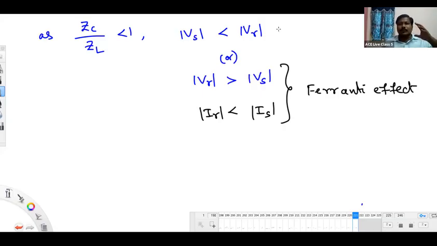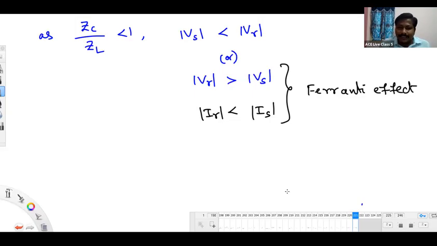Could you please tell me when we are going to get this Ferranti effect in the overhead lines? You know, we discussed the Ferranti effect long back, maybe in the case of medium transmission lines. Yes or no? Right. Under what conditions are we going to get this Ferranti effect? Under light loading conditions, or you can say no load condition. What do you mean by a lightly loaded transmission line, at which we are going to get the Ferranti effect?